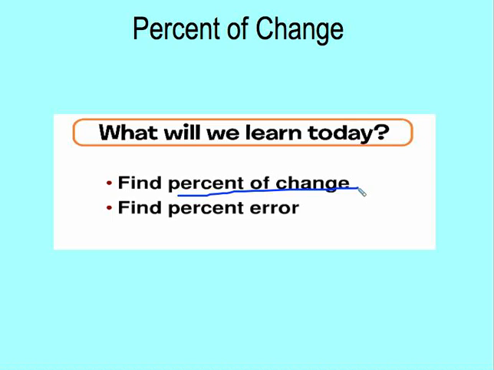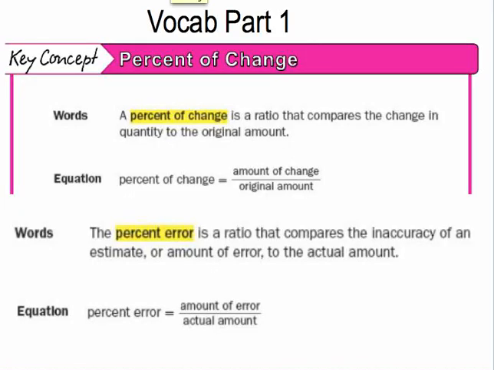Percent error is when I've estimated a value, but this is what actually happened. What is the percent of error that differentiates my estimate from the actual value? Percent of error is something that's used very commonly in experiments. So let's get into our vocabulary.